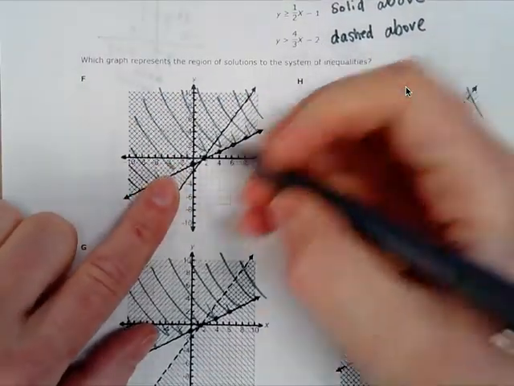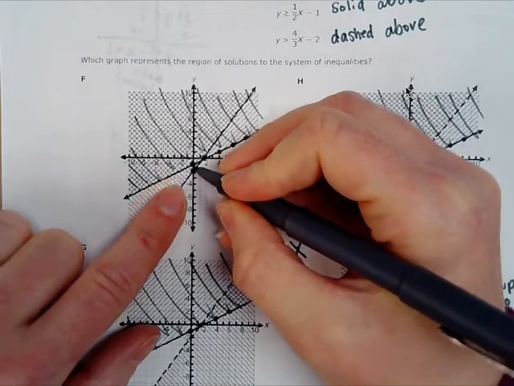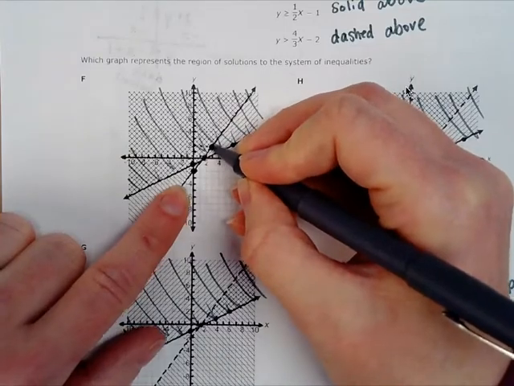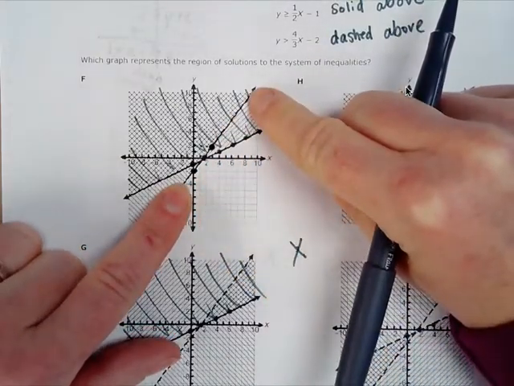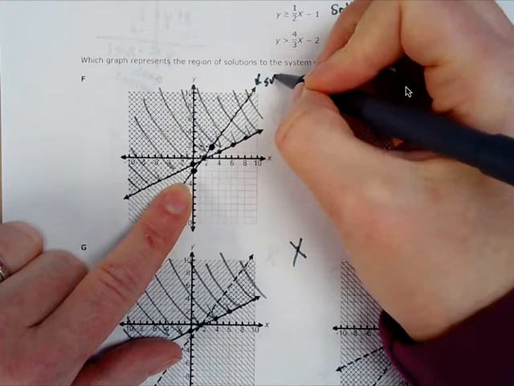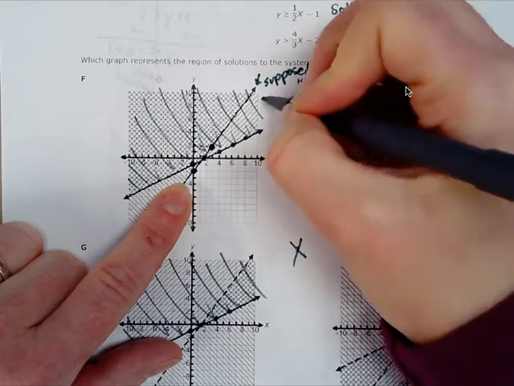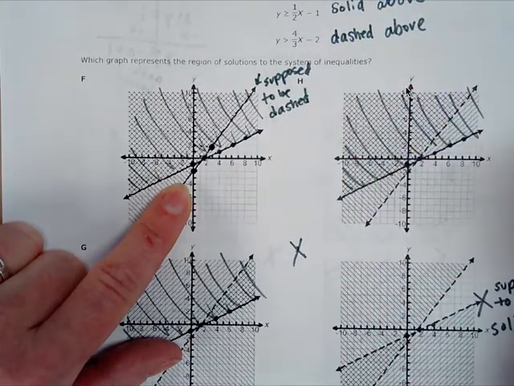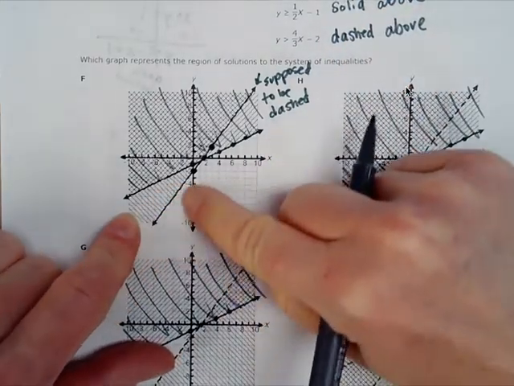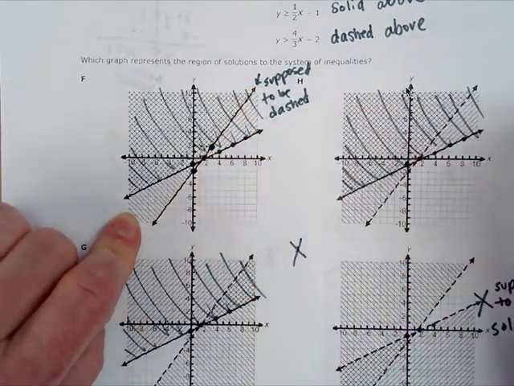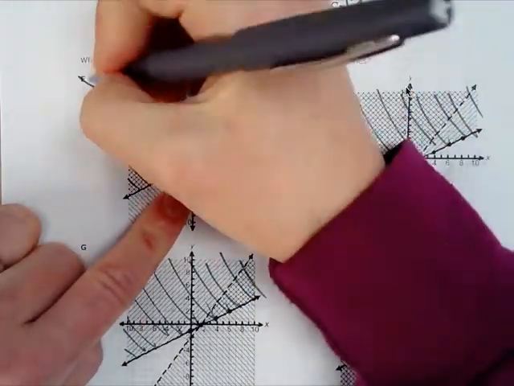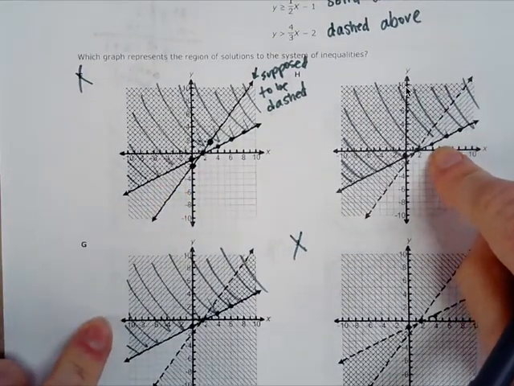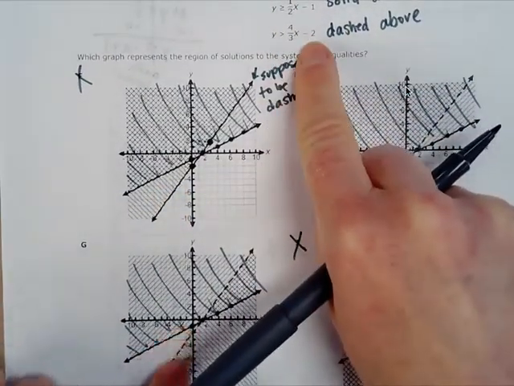Let's check and see a y-intercept of -2, and then up 1, 2, 3, 4 over 1, 2, 3. That is the line. But this one is solid. It's supposed to be dashed. So it's this steeper line that's supposed to be dashed, and it's not. So F is out. Now we're between these two. Let's check this one.